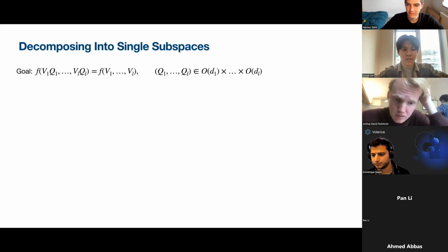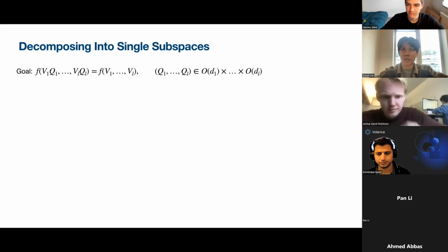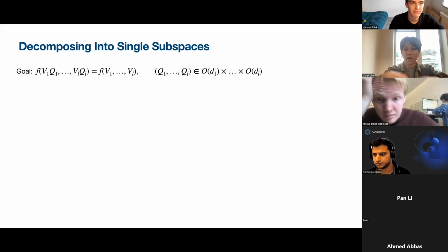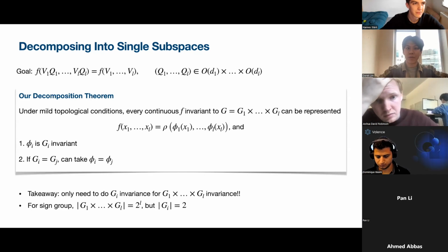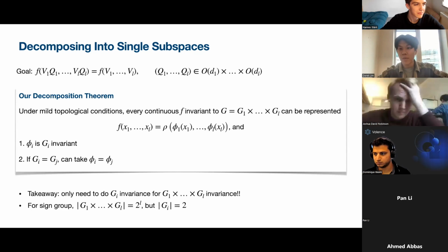One way to say this is that you want F to be invariant to this direct product group on the right, the orthogonal groups direct product with each other. And this is what we're going to do here. We're going to abstract to a little higher level, and we prove this decomposition theorem.